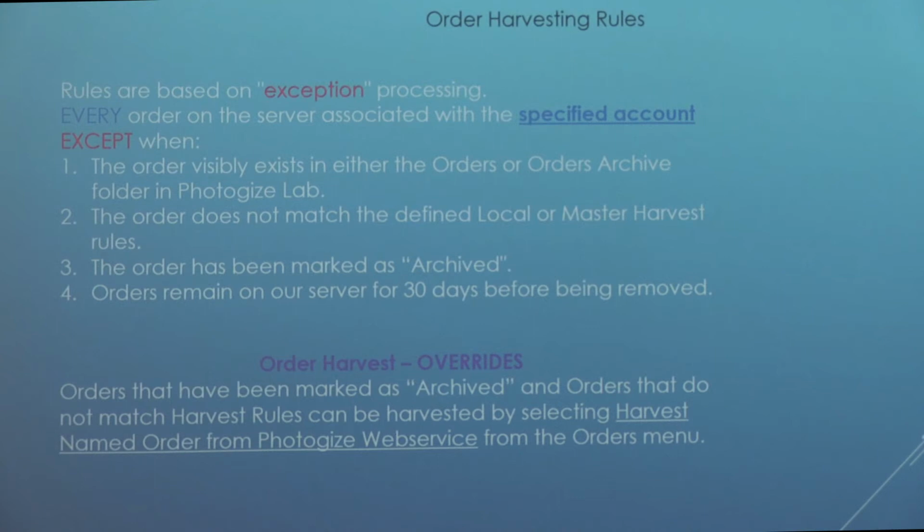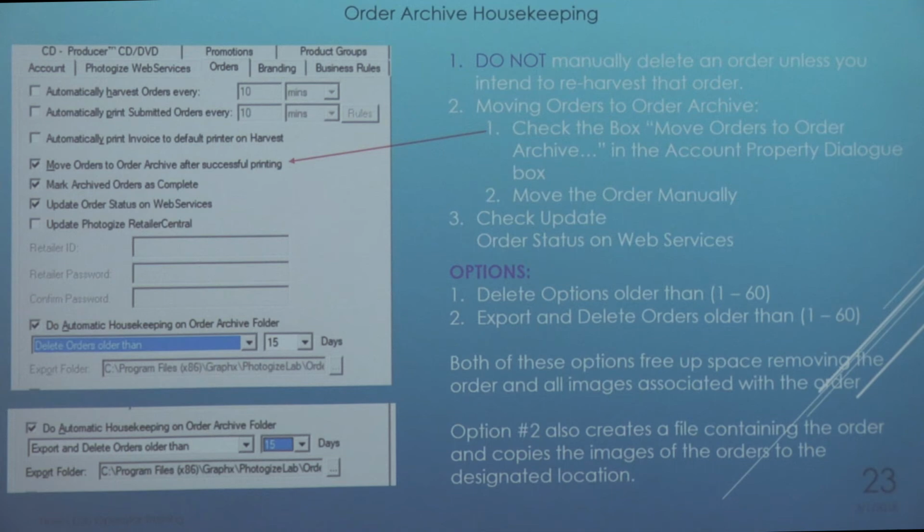So if any of those exceptions are not found, then that order will be harvested. I sort of went over this a little bit at the beginning. I pointed out the automatic housekeeping. I want you to note item one there. Do not manually delete an order unless you intend to reharvest that order.